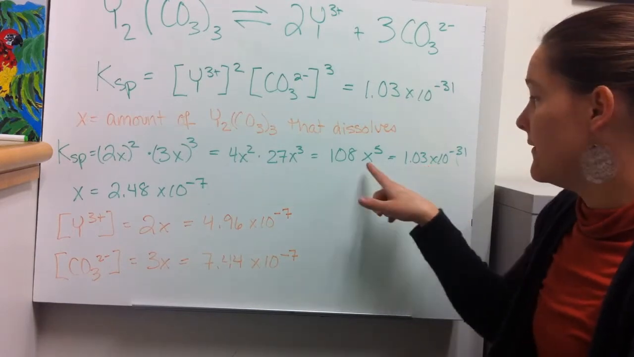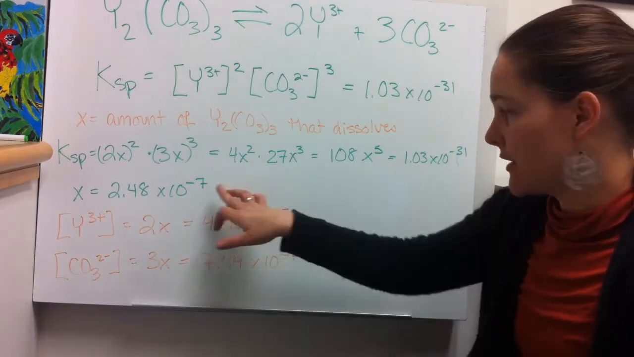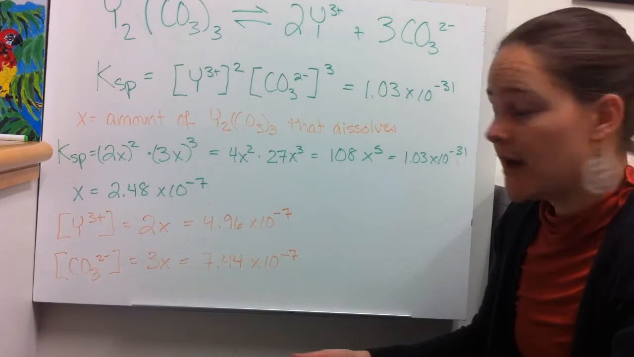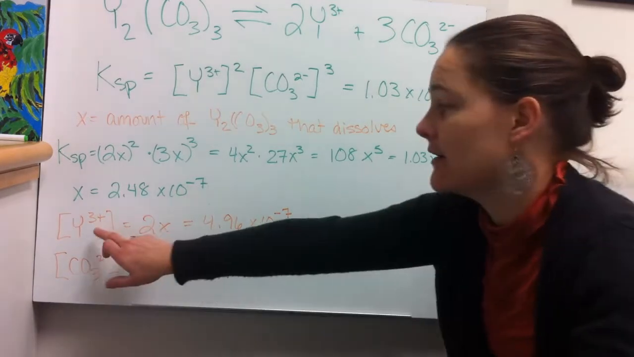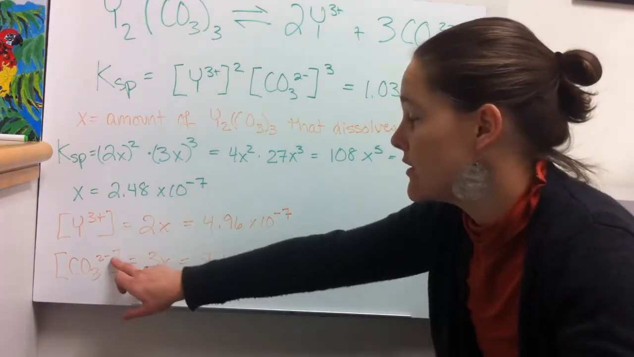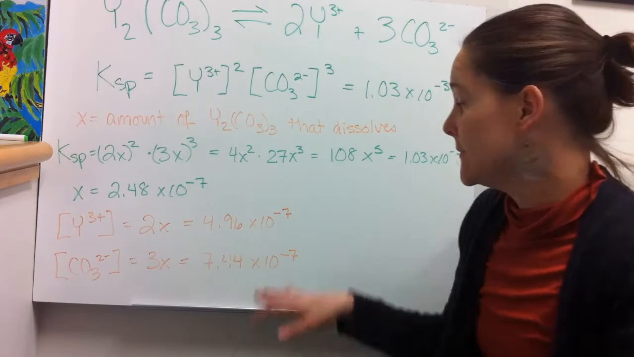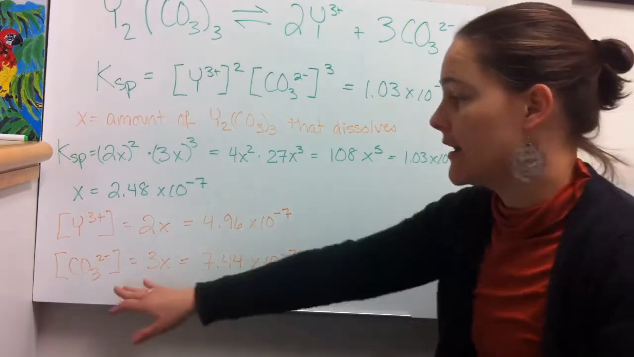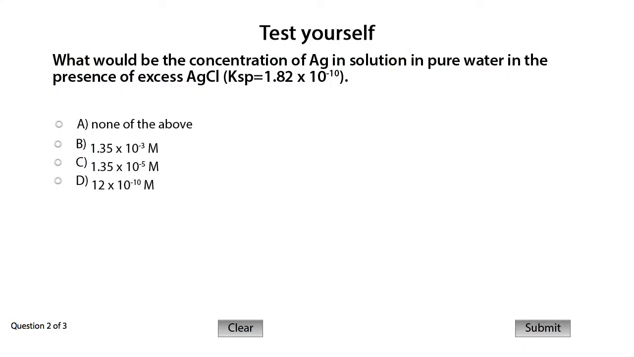And so we can solve for x in this equation and come up with a number for x, right? But now we don't care about really what x is. What we care about is what is the concentration of yttrium and what is the concentration of carbonate. And so the concentration of yttrium is going to be 2x, so we can calculate that out, and the concentration of carbonate in solution is going to be 3x.